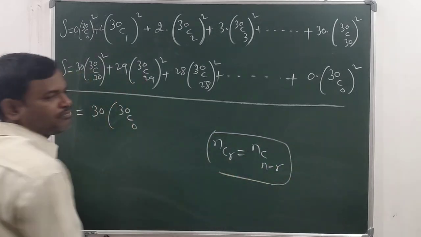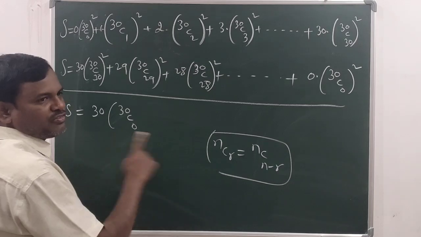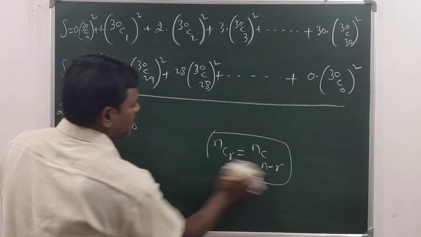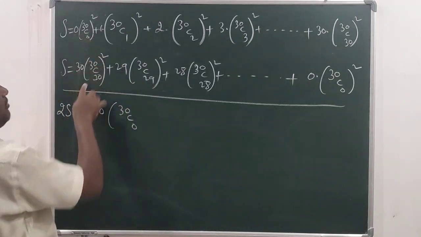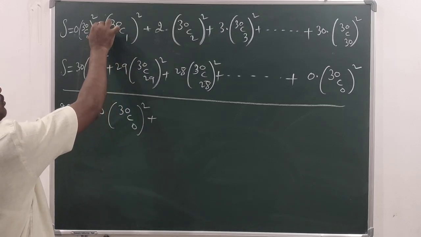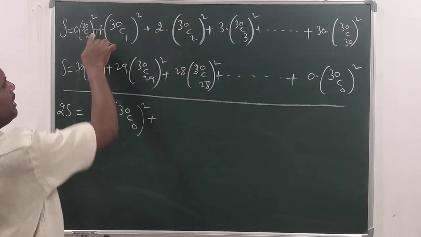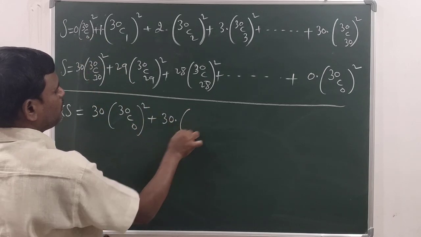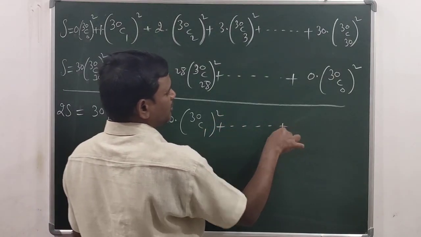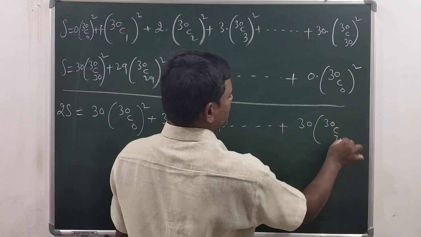You read this one in the binomial expansion. So the coefficient nCr is equal to nC(n minus r). You know, as per that, both will be equal. You can write 30C0 whole square and add these two. Here 29, here whose coefficient is 1, so both are equal. Take this 30 common. So 29 plus 1 is 30, 30 into 30C1 whole square. Like that, if you add all of them, 30 into the last one 30C30 whole square.